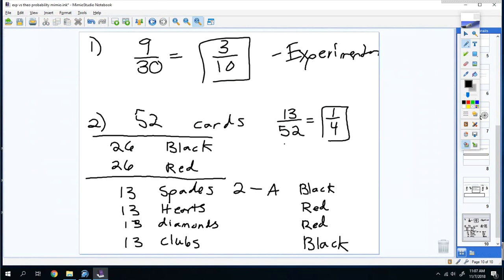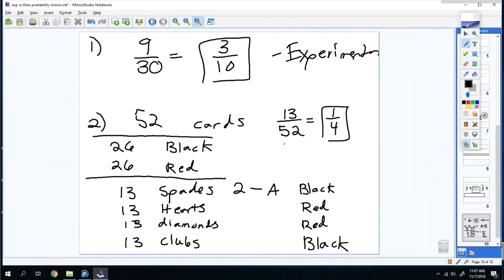Now, number 2 is asking, what's the theoretical probability of getting a heart? Well, to be able to do a theoretical probability of getting a heart on a standard deck of cards, you need to know some information about cards. A standard deck has 52 cards in it. 26 of them are black, 26 of them are red. That means half and half. Okay? There are 4 suits. Each suit has 13 cards in it. There are 13 spades, 13 hearts, 13 diamonds, and 13 clubs. Each suit goes from 2 to ace. So 2, 3, 4, 5, 6, 7, 8, 9, 10, jack, king, queen, ace. Spades are black, hearts are red, diamonds are red, and clubs are black.